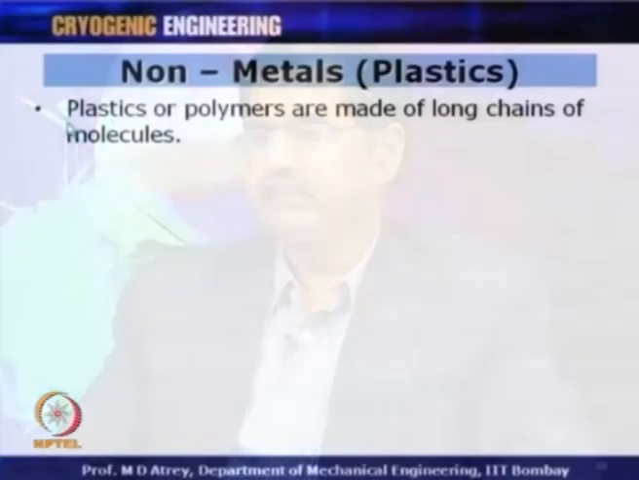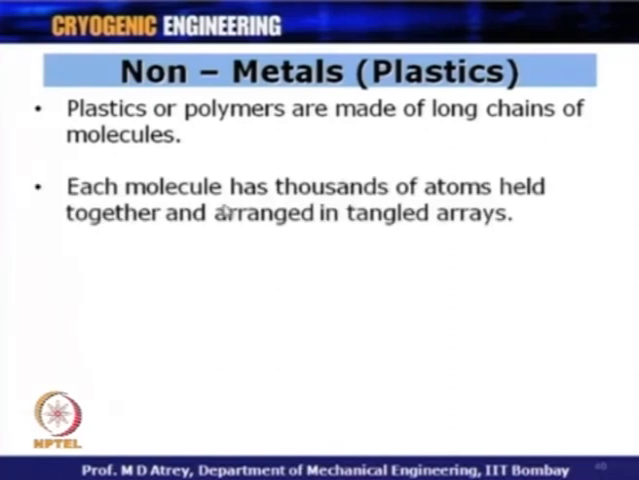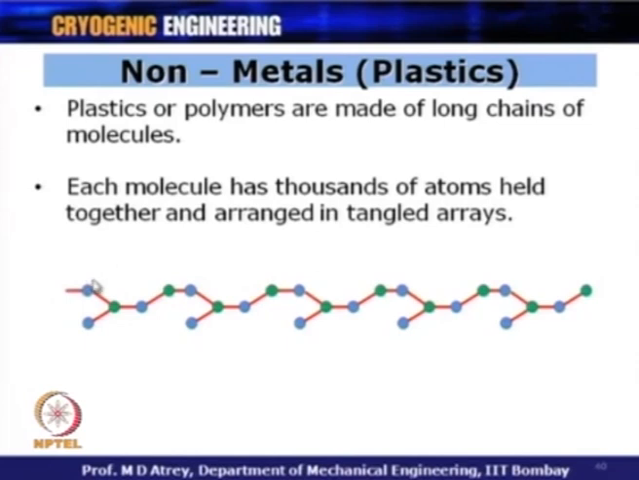Having studied all these properties for metals, there are non-metals also used as we talked earlier, and the non-metal which we are going to study here is plastic. All right. So, plastics or polymers, basically plastics are nothing but polymers, are made up of a long chain of molecules. Polymers are identified by the existence of long chains of molecules, and each molecule has thousands of atoms held together and arranged in tangled arrays. So, this particular figure shows the various molecules, and they are together in small arrays basically.